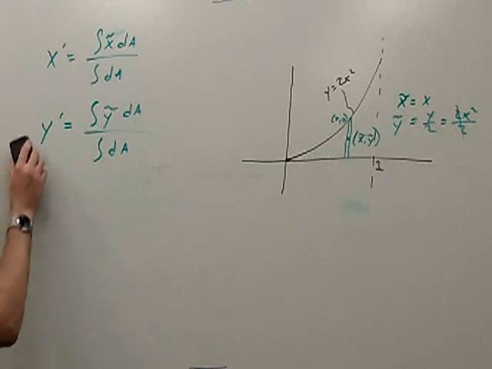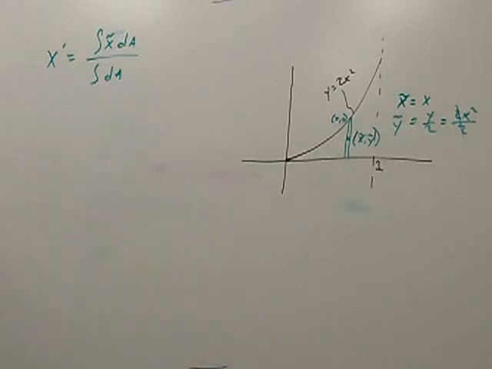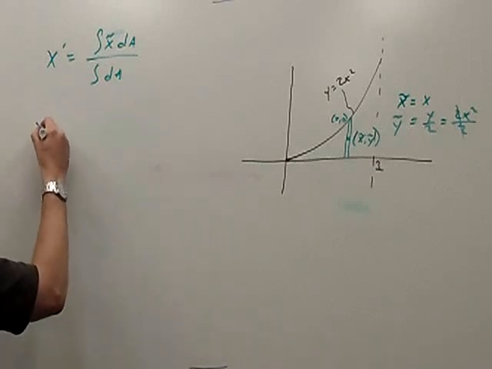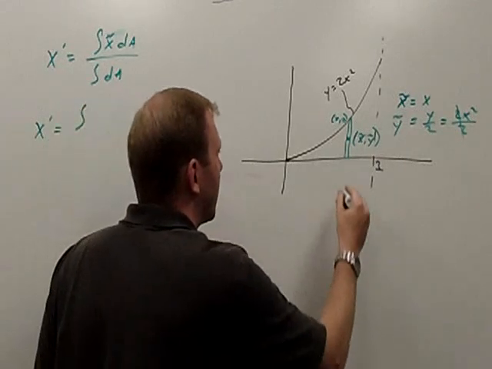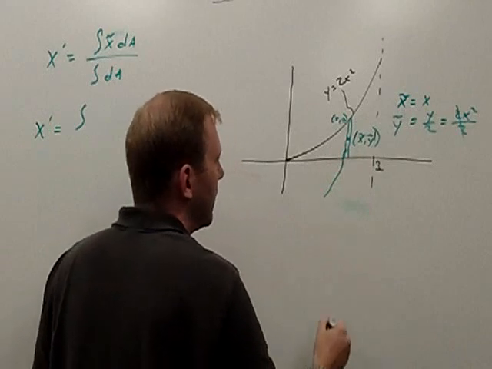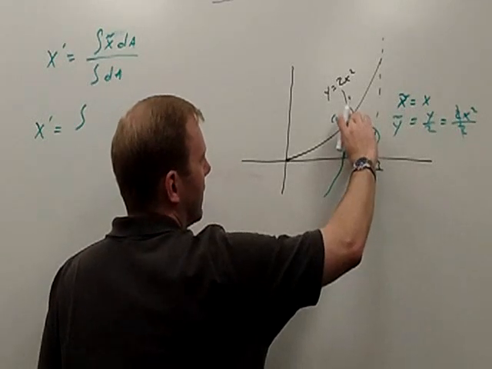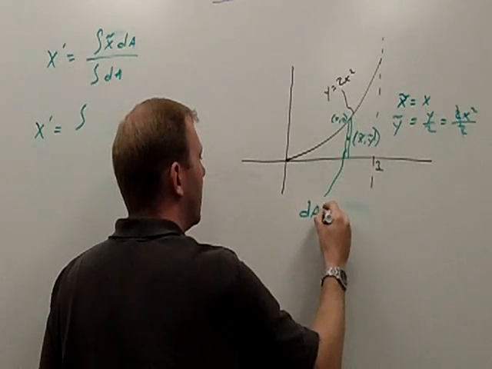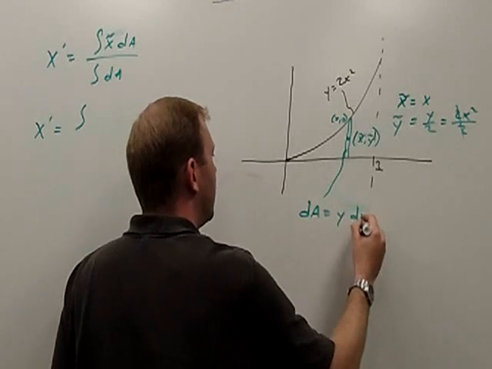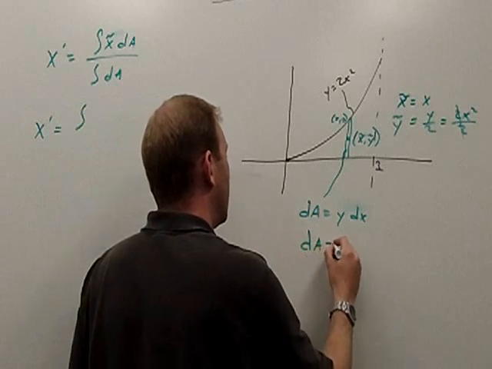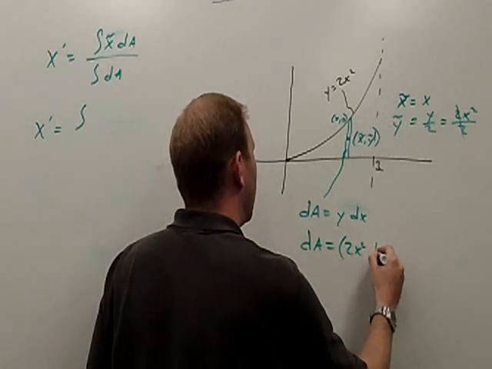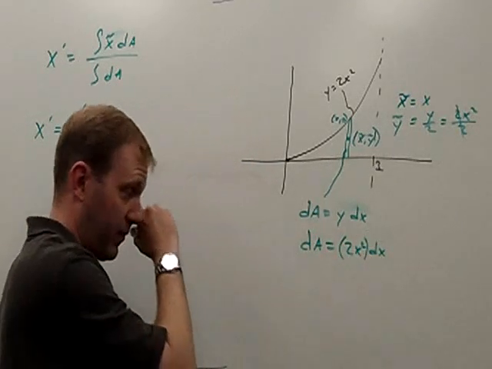I'll start with the x term here. So x prime is equal to the integral. Well, we need to know the area of our differential element too. Its width is dx, its height is just y. So dA is going to be y dx. And again, y is equal to 2x squared. So dA is equal to 2x squared dx.